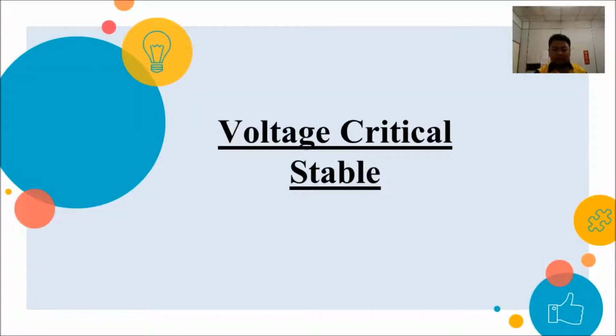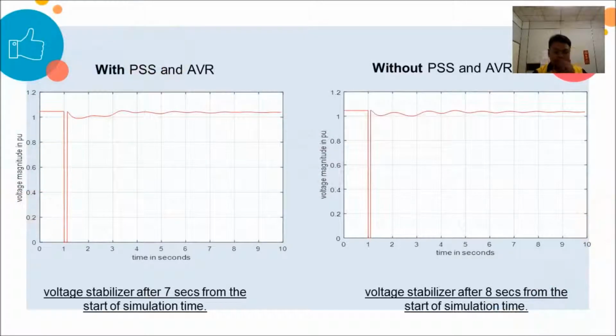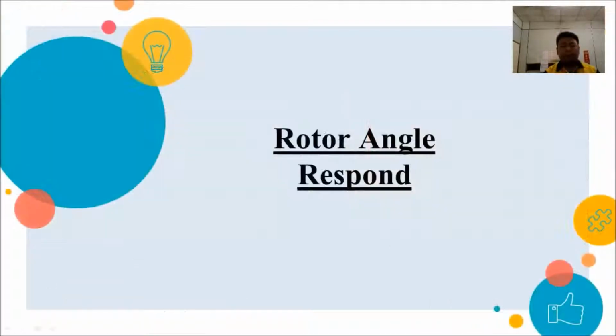For voltage in the critical stable case, with PSS and AVR, the voltage stabilizes after 7 seconds from the start of simulation time. Without PSS and AVR, the voltage stabilizes after 8 seconds from the start of simulation time.